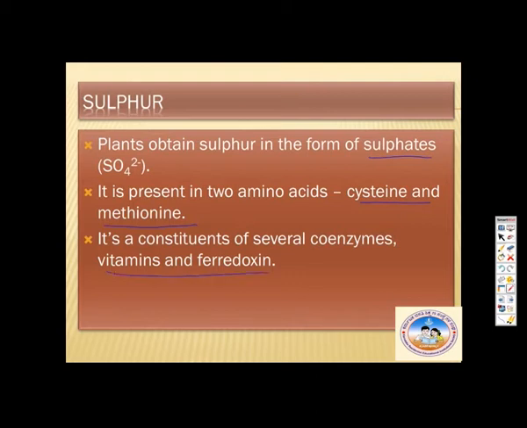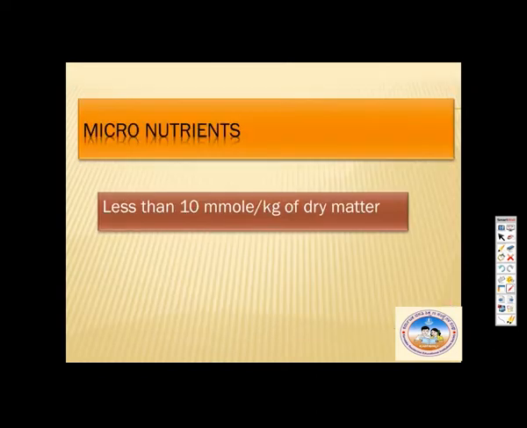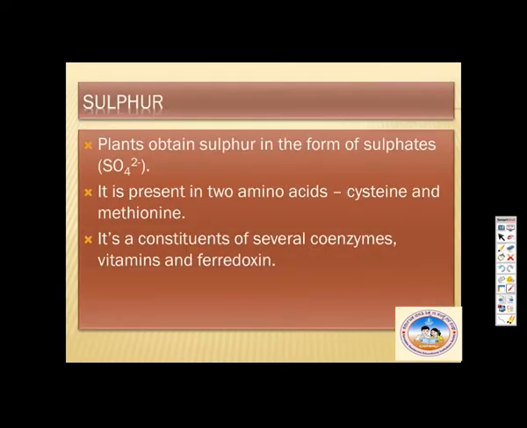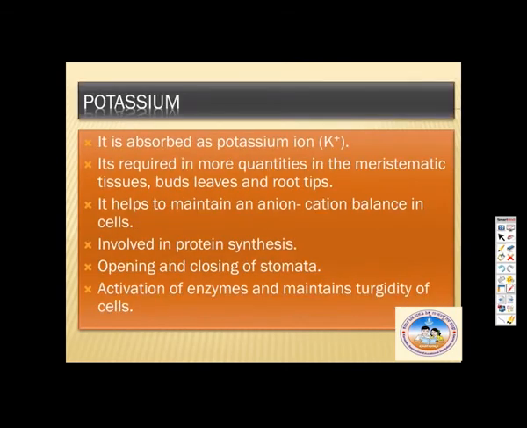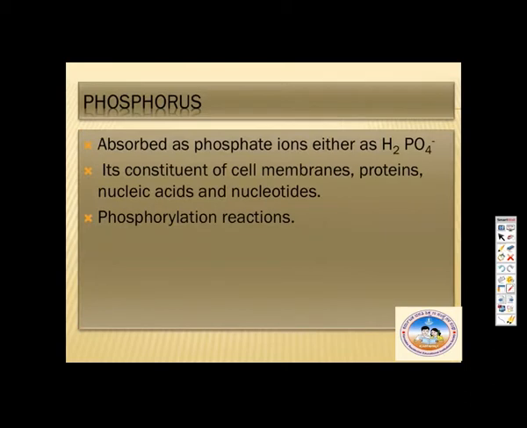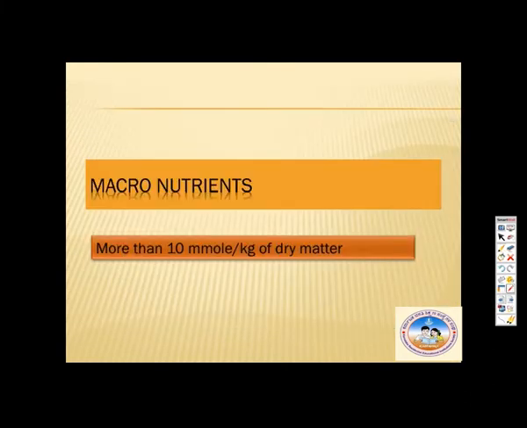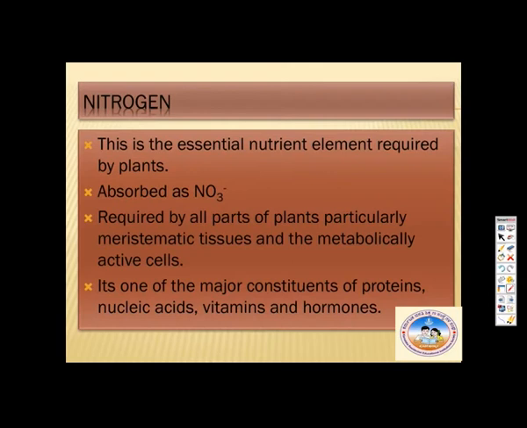Now, just for your revision. We were talking about macronutrients. Once again I'm telling you so that you will not forget it. Nitrogen is an essential element. It is absorbed as NO3 minus, required by all the parts of the plant, especially the meristematic tissues and metabolically active cells. It is a major constituent of proteins, nucleic acids, vitamins and hormones.